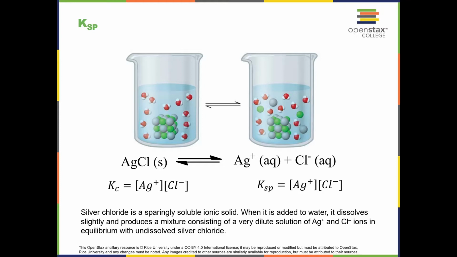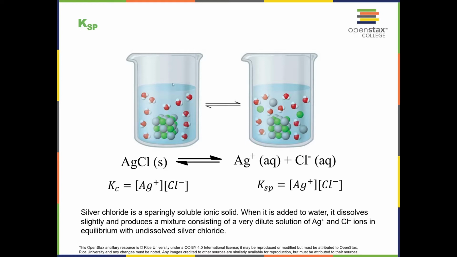So here's an example, AgCl. If you remember back to your solubility rules, chlorides are generally soluble, but silver is an exception. So silver chloride is not very soluble in water. In fact, in General Chemistry 1, we said it's insoluble. But it turns out that's not 100% true. Although it's mostly insoluble, it is slightly soluble.